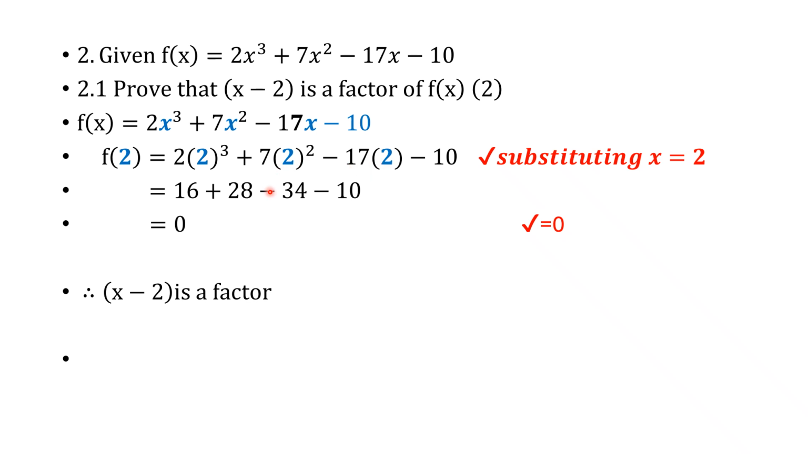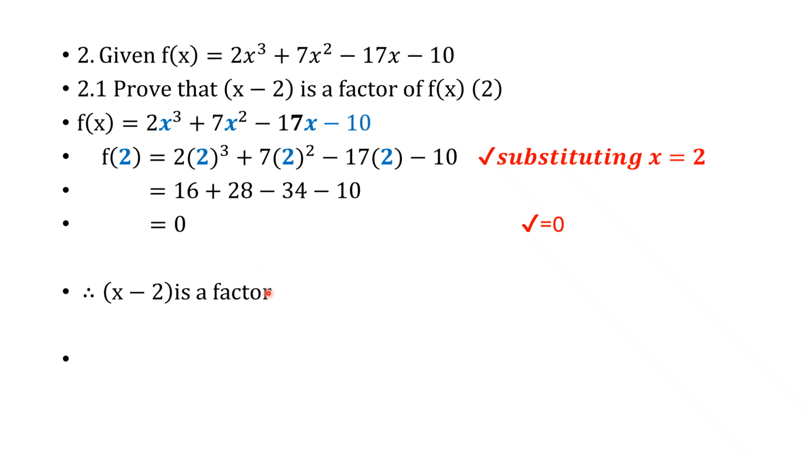Minus 17 times 2 gives me minus 34. And minus 10. 16 plus 28 would give me 44. Minus 10 gives me 34. Minus 34 gives me 0. So again, 1 mark for substituting x equals 2 by changing the sign, and another mark for showing it's equal to 0. Therefore, x minus 2 is a factor.